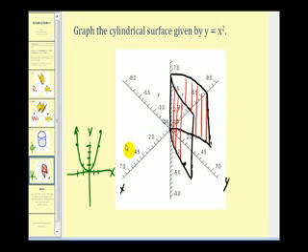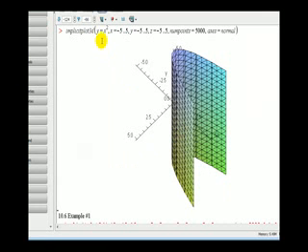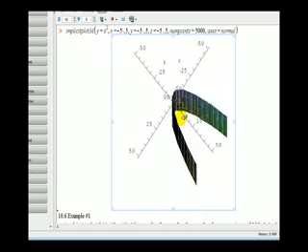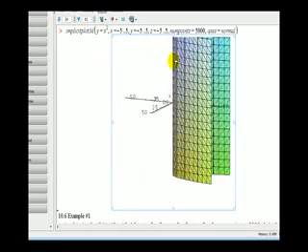Again, let's take a look at this using Maple. Here's a graph of y equals x squared. If we rotate this around, you get a nice perspective of this in space.